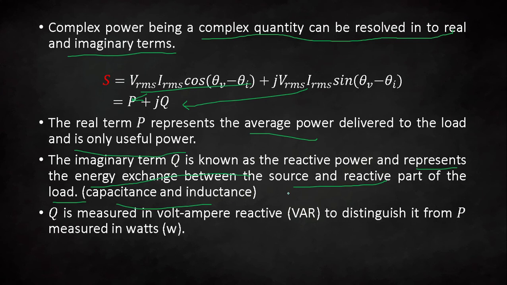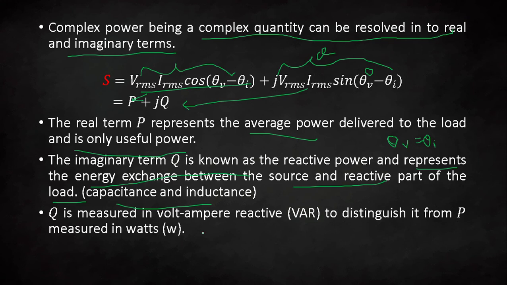In case of a resistive load, the values of theta V and theta I are equal. So if you put theta V minus theta I into this equation, theta V minus theta I is equal to 0 and cos of 0 is 1. That is why only this term will be present. Here, if theta V is equal to theta I, sin 0 will be 0, so this term cannot come into the picture. That is why whenever capacitive and inductive loads are there, in that case this reactive power comes into the picture.